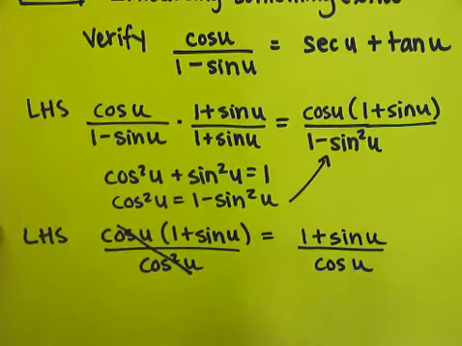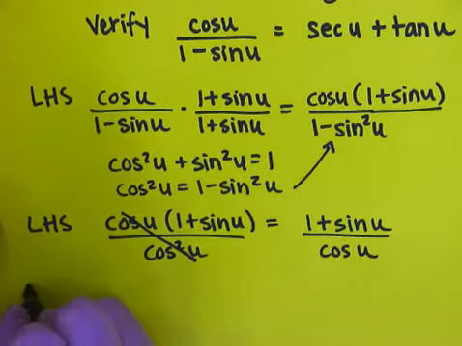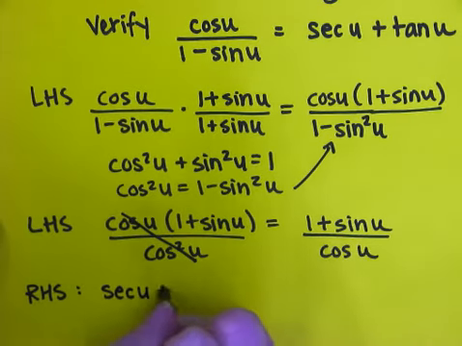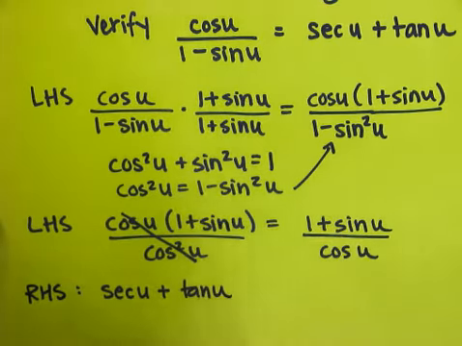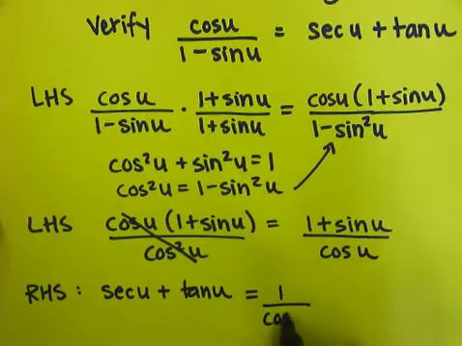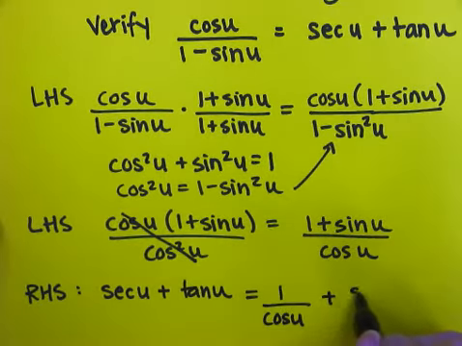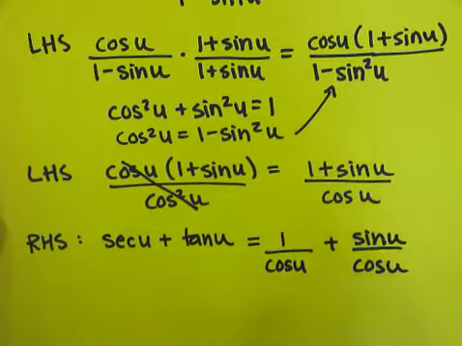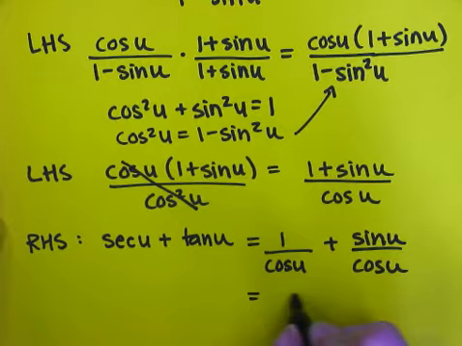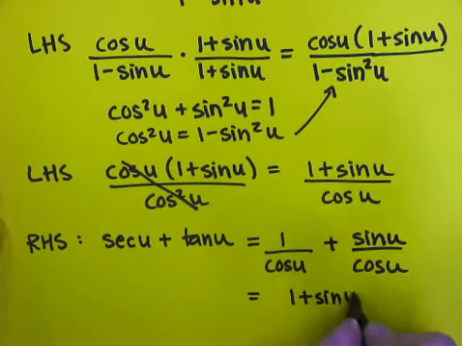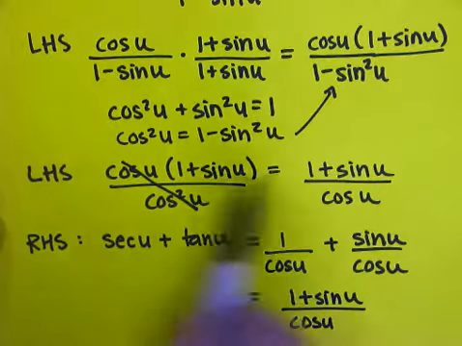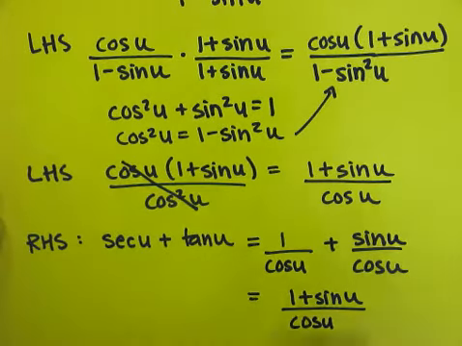Now I'm going to look at the right-hand side. On the right-hand side, if I look at secant u plus tangent u, and I change those into their sines and cosines, secant u is 1 over cosine u, and tangent u is sine u over cosine u. Notice that I have a common denominator already, so this must equal 1 plus sine u over cosine u. And so I've shown that my left-hand side is equal to my right-hand side, and I've verified the identity.